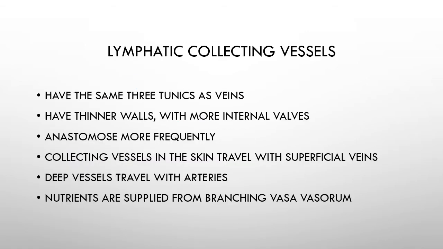So these collecting vessels arise from our small capillaries. They are very similar to veins. They have the same three tunics as veins, so we have our tunica intima, our tunica media, and our tunica externa. Just like veins, they have very thin walls. They've got a relatively large lumen compared to their vessel size; the majority of it is the lumen itself. They have quite a bit of anastomoses, so there are all kinds of branches coming off of them and coming into them.